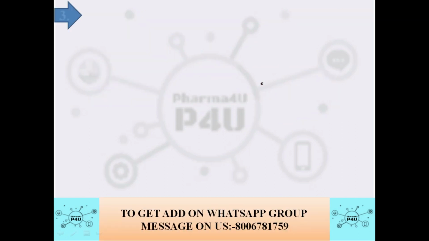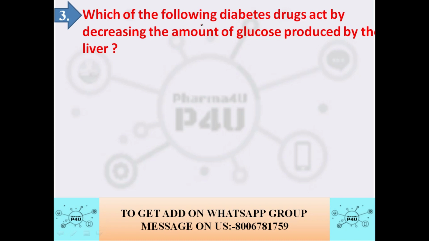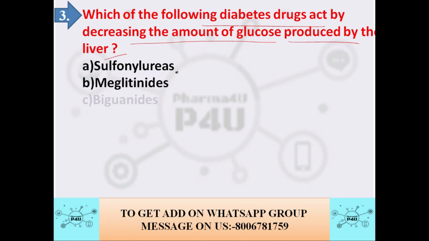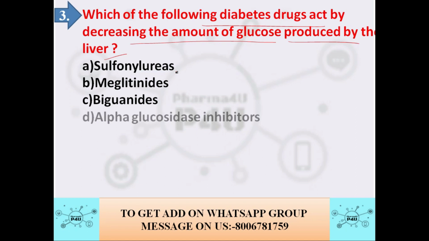So the next question is: which of the following diabetes drugs act by decreasing the amount of glucose produced by the liver? Options are, option A is sulfonylurea, option B is meglitinides, option C is biguanides, option D is alpha glucosidase inhibitor. So the correct answer is the biguanides. Biguanides act by decreasing the amount of glucose produced by the liver.